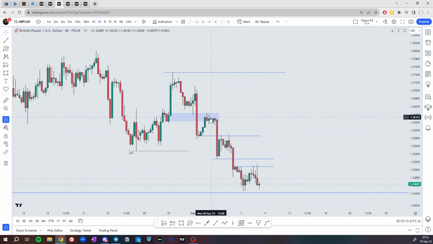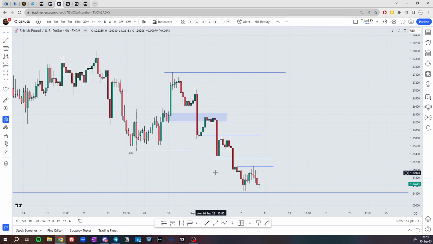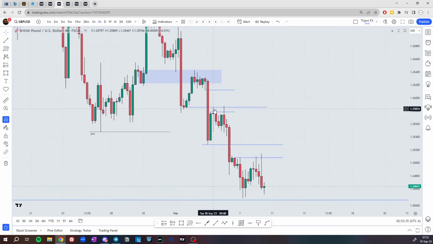Then price has dropped lower from that 4-hour breaker, taking these equal lows here, and we had a retracement to this level here, the 4-hour CB with the daily order block, and price has dropped lower.